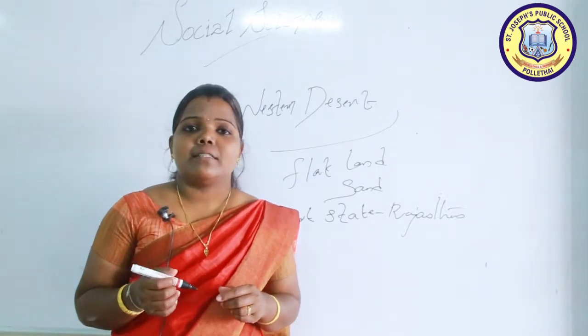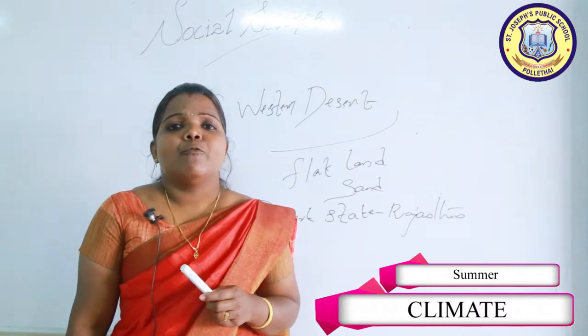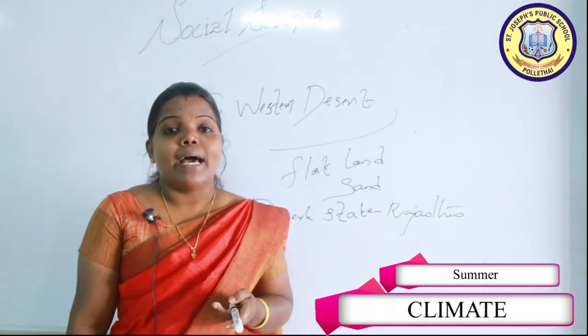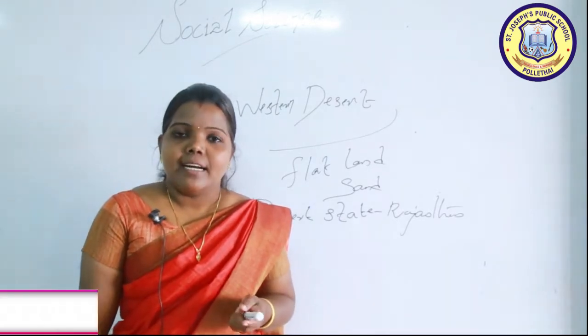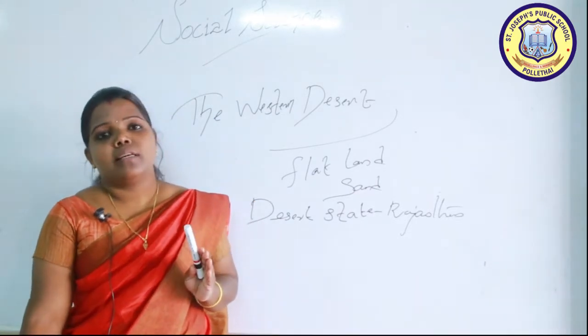Next is climate. Climate of desert. The climate is very hot during daytime. It is very cool at night in the summer. And in winter, the days are warm and the nights are very cold.